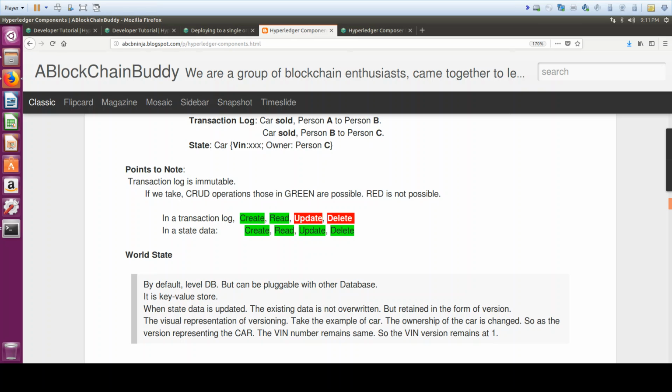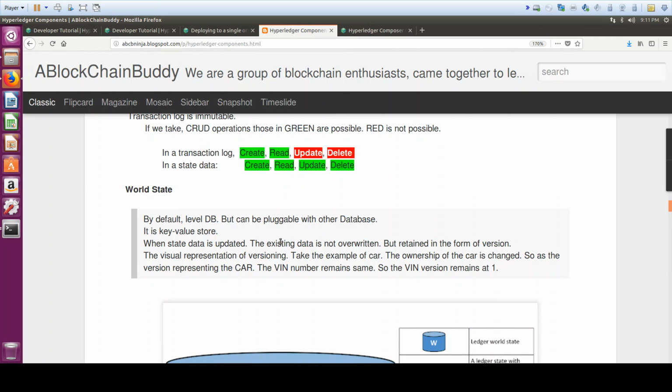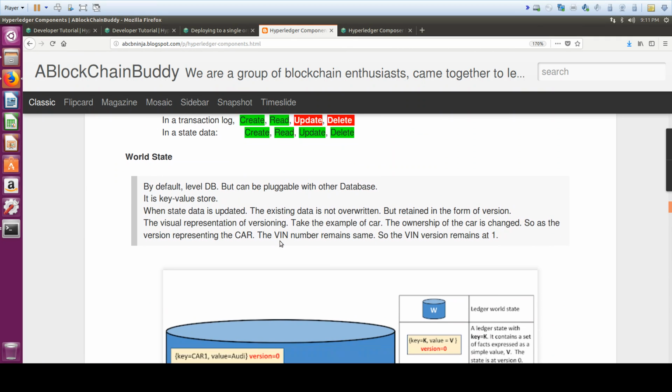In a transaction log, we can create, we can read. Red, we cannot update, we cannot delete. In state data, we can create, read, update, delete. Okay, let's see how this is implemented in the world state.